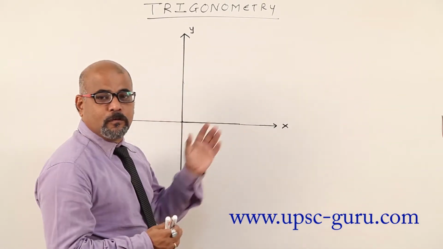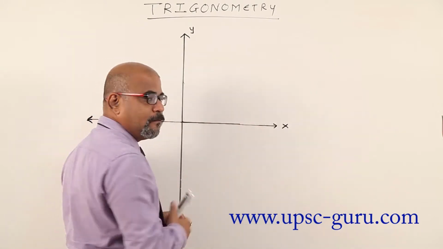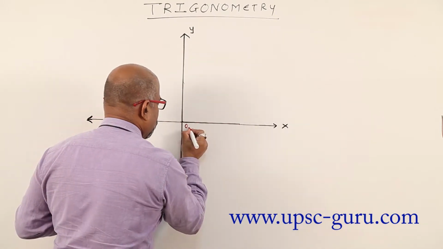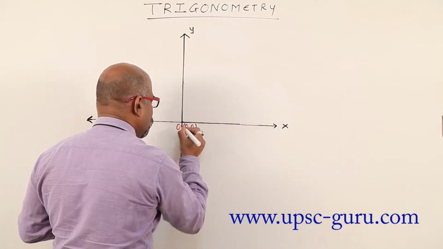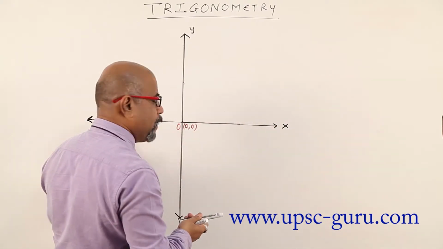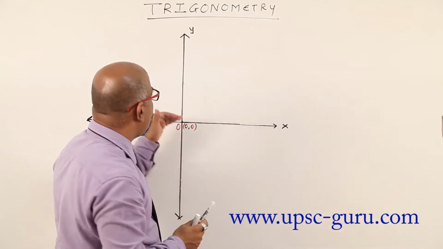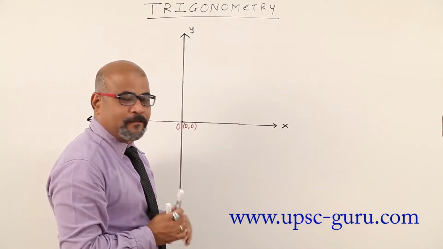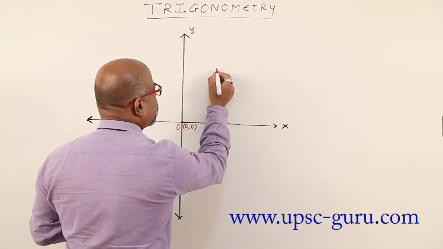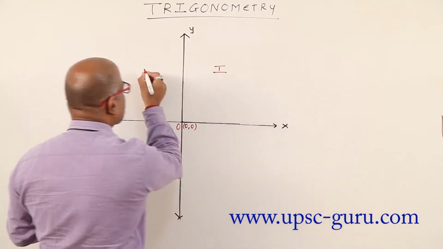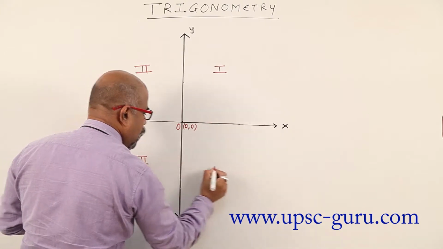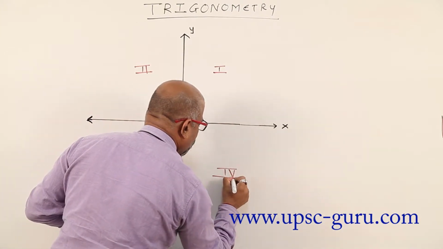Here we draw two coordinate axes, the horizontal coordinate axis x and the vertical coordinate axis y. The point of intersection we call the origin, 0 0. The right side of the origin is the positive direction of the x axis, the left side is the negative direction of the x axis, upward is the positive direction of the y axis and downward is the negative direction of the y axis. Now in the coordinate system we call this the first quadrant, this one the second quadrant, third quadrant, and here it is the fourth quadrant.